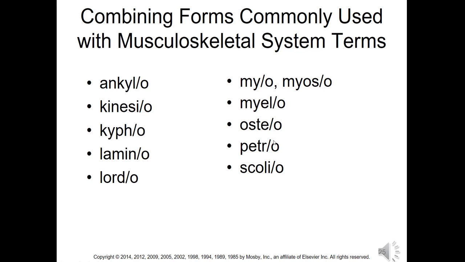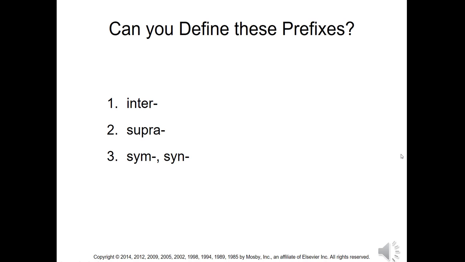Petro is stone. We also learned that litho is another combining form for stone. So now we know that there's also petro. And then scolio is a lateral curve of the spine. So what are these prefixes? Inter, supra, and sim or sin. I think inter, if we look at it, really means just between, which it does. Supra is above. And then sim and sin means together or joined.